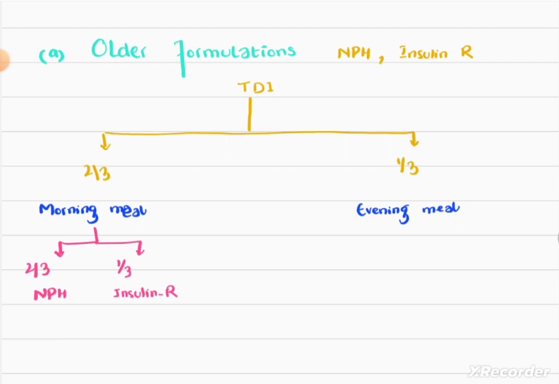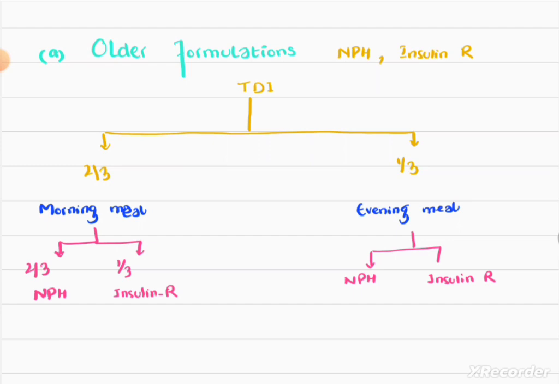So this is how the older formulations of insulin used to be given in order to treat diabetes mellitus. The one-third that is given before the evening meal is usually given in a 1:1 ratio, that is, half as NPH and half as insulin R.